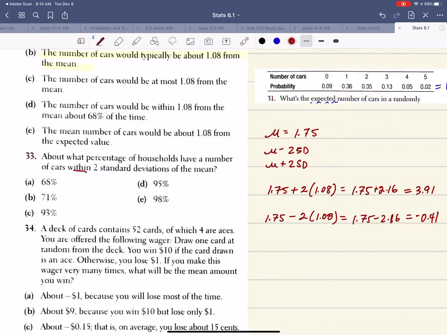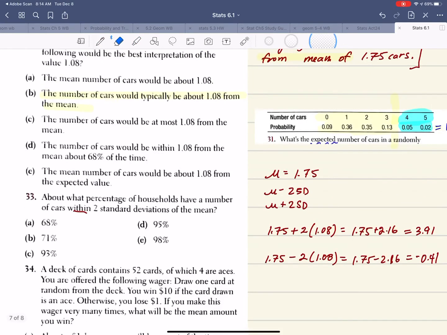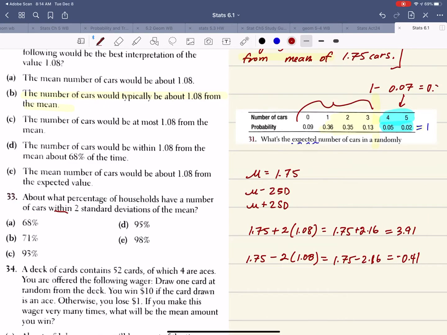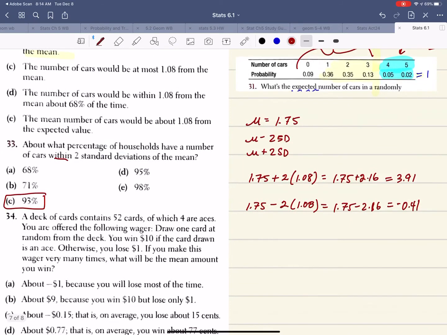So it looks as if I'm including everyone but these folks that have 4 or 5 cars. Those are the only groups of people that are not within 2 standard deviations of the mean. So I could add these up, or I could just do the complement. I know that 7% of people are not included, so 1 minus 7% would be 93%, and that's my answer. 93% of people are within 2 standard deviations of the mean.